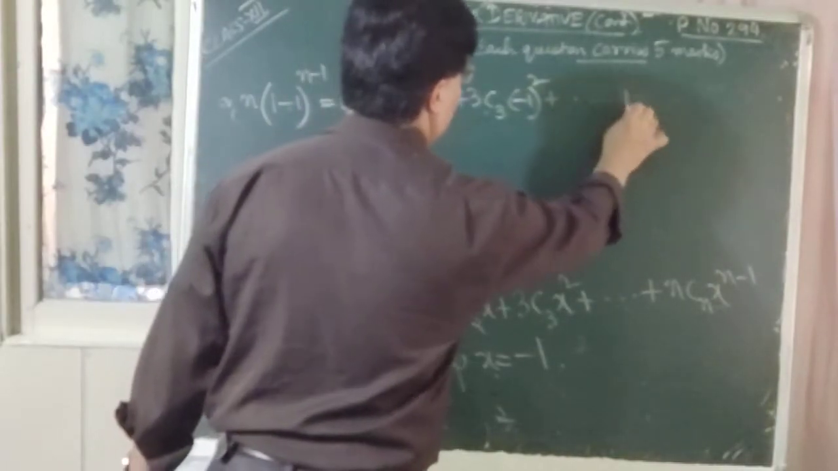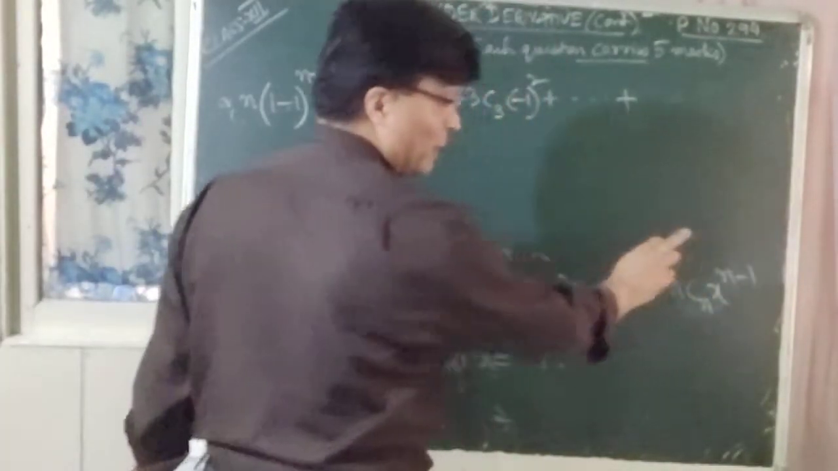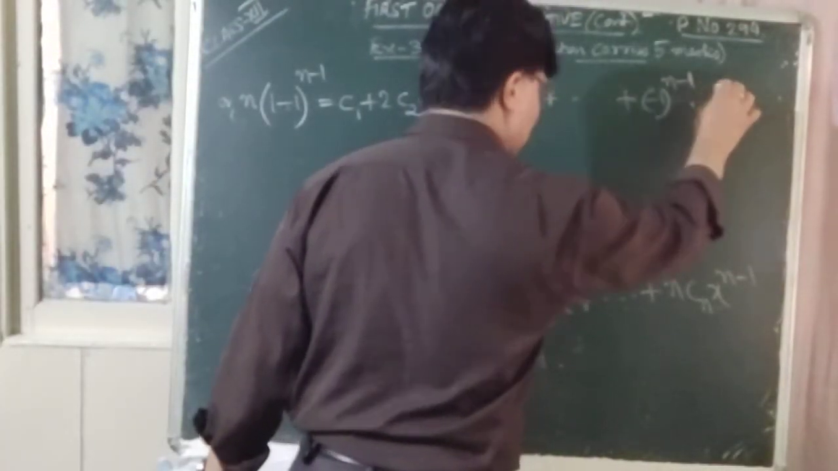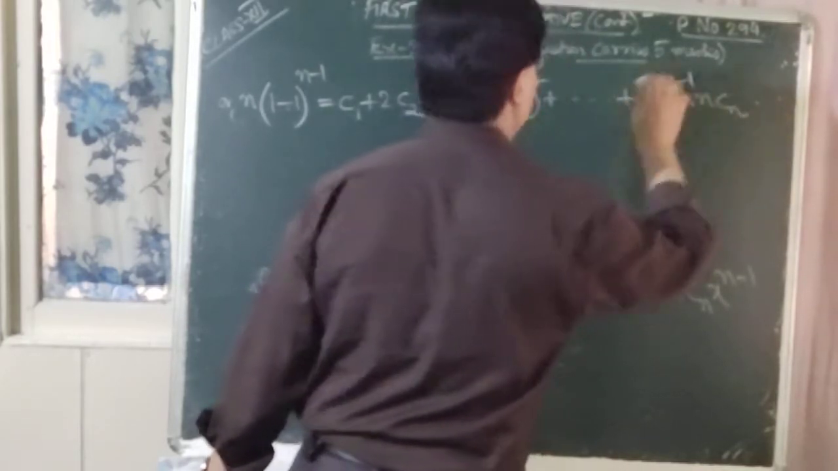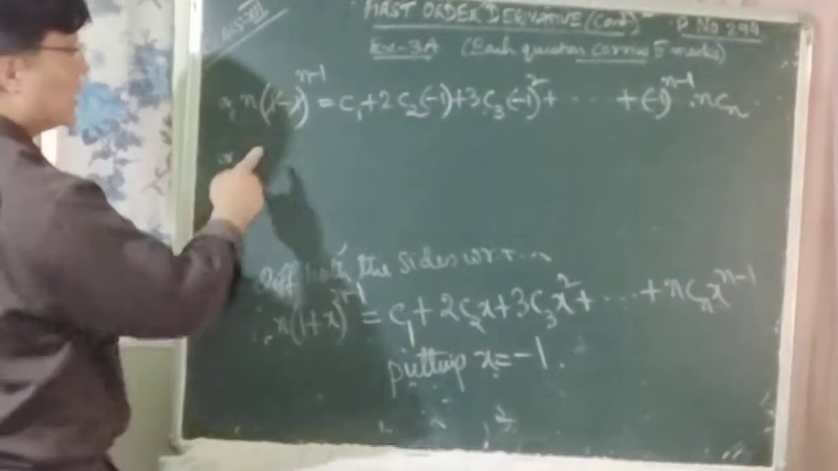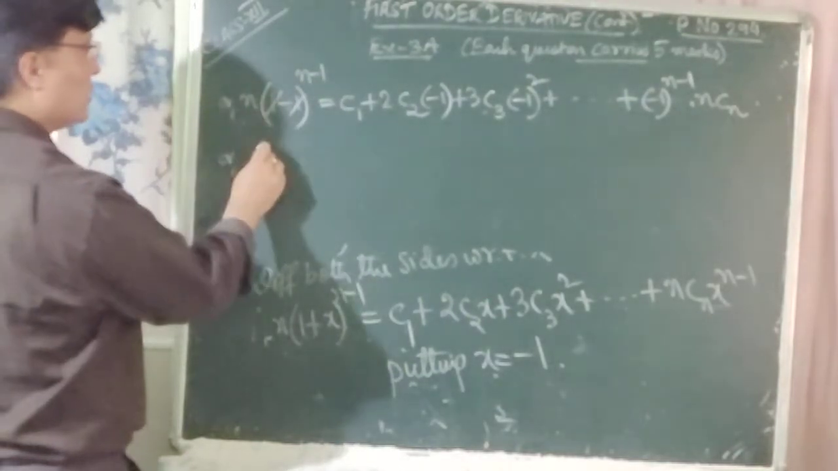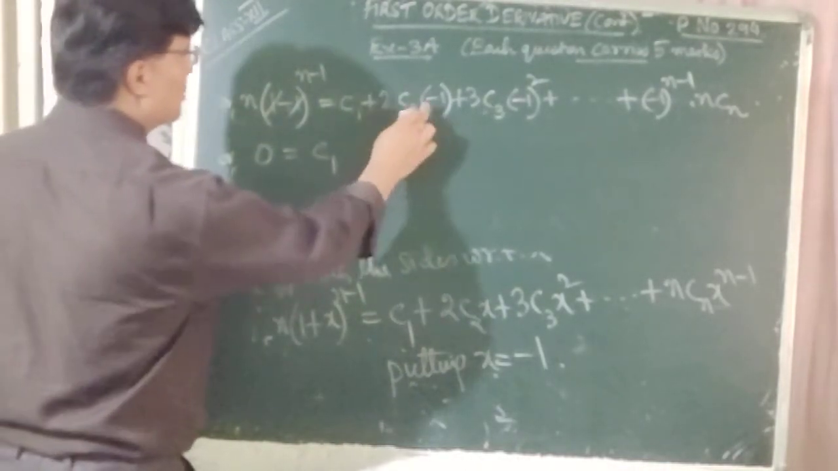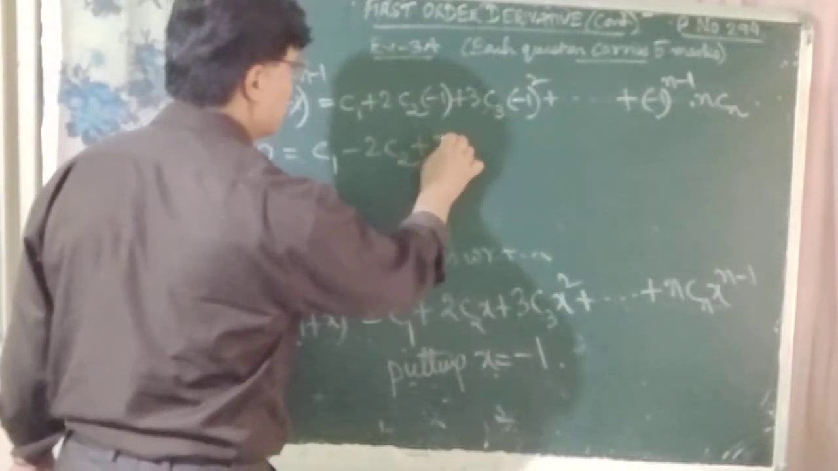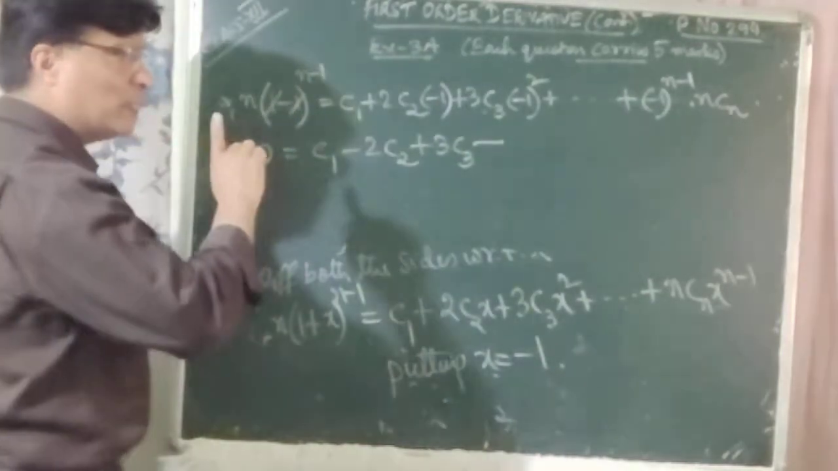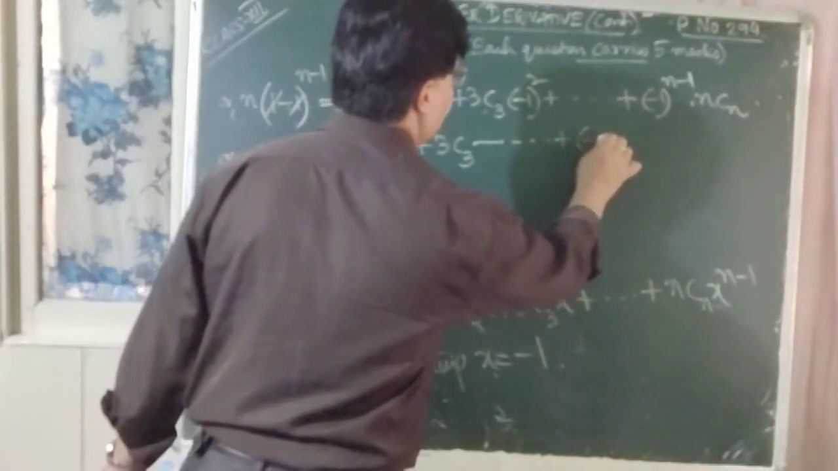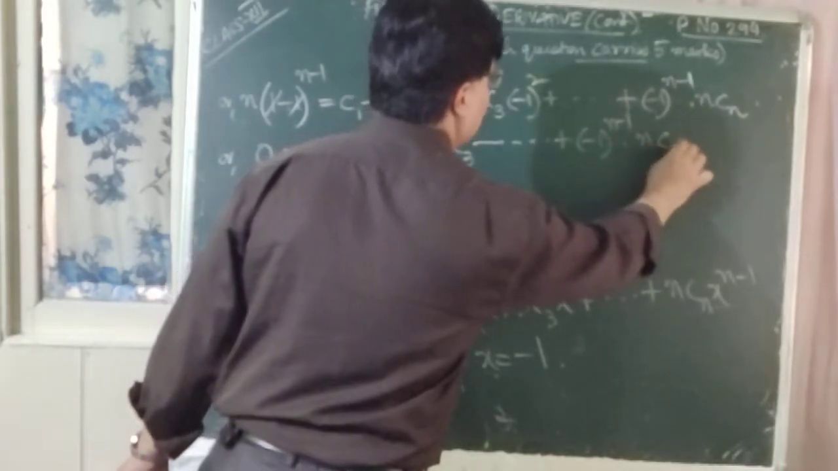Then write down plus dot dot dot plus, so x to the power n minus 1. You first put the value for x. What is the value for x here? It is (minus 1) whole to the power n minus 1 into ncn. Is that clear? So let's simplify it. Now this 1 gets cancelled. That is, 0 to the power n minus 1 is always 0, 0 into n is always 0, is equal to c1 minus 2c2. What is (minus 1) whole square? Plus that is 3c3. Then comes again minus. It will be alternate positive negative sign. Dot dot dot plus (minus 1) whole to the power n minus 1 into ncn.